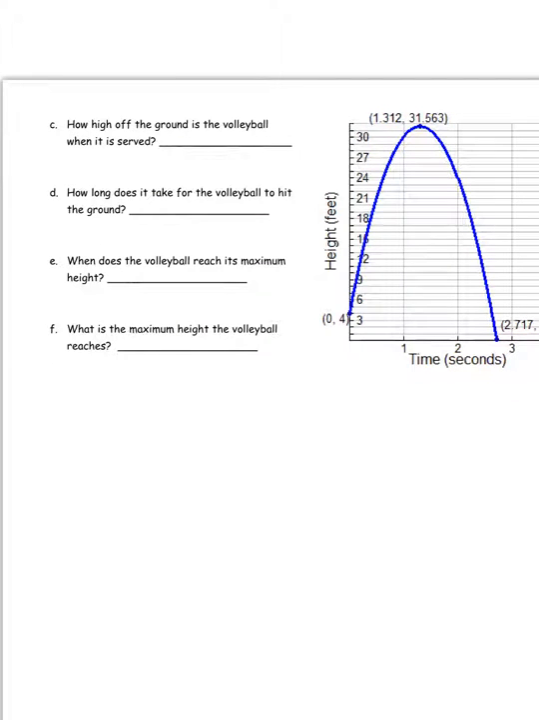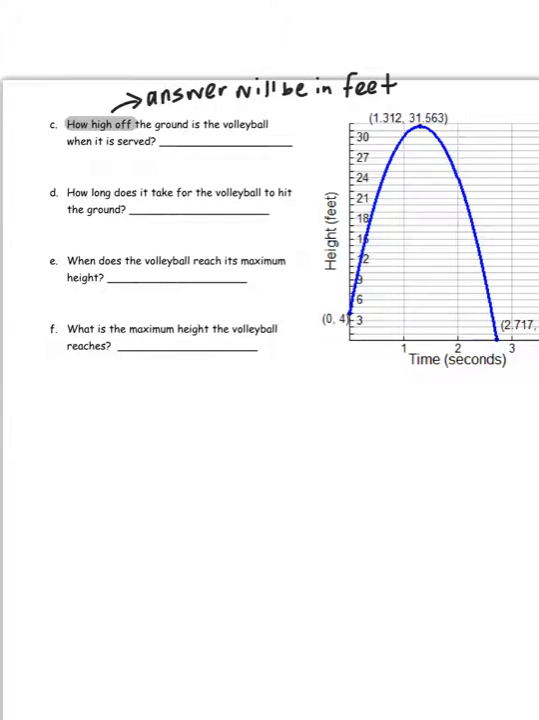All right, so moving on to part C, I have another image of my graph over here, the same graph as you have. Part C asks, how high off the ground is the volleyball when it's served? I just want to pay special attention. If it says how high off the ground, that is a really big hint that your answer will be in feet, because it's asking how high. It wouldn't make sense if our answer was in seconds. Our answer should be in feet. And it says when the volleyball is served.